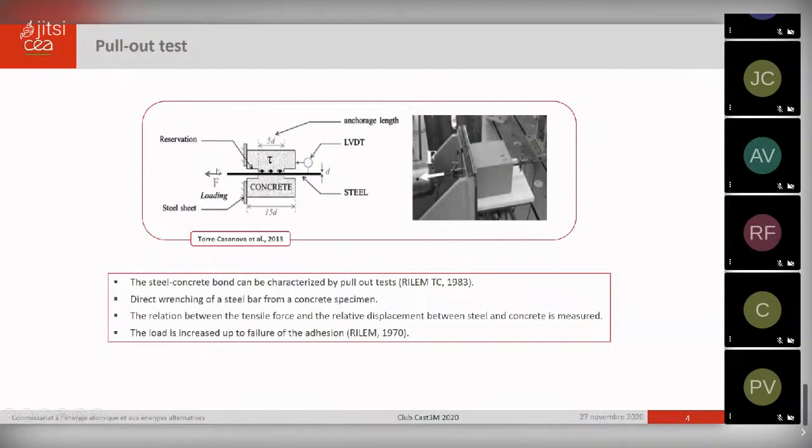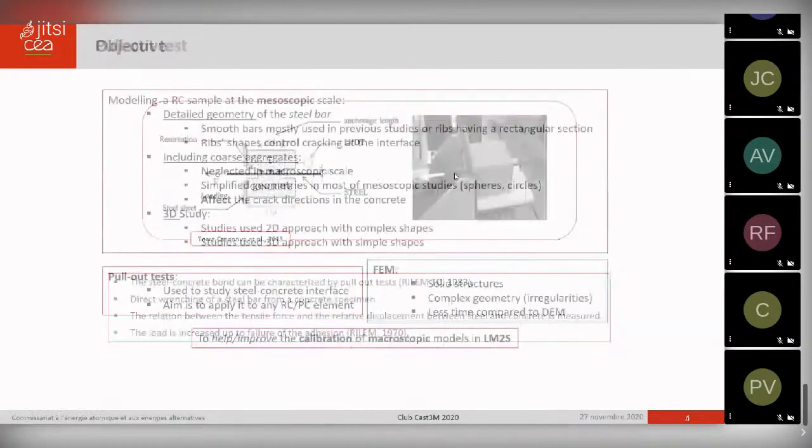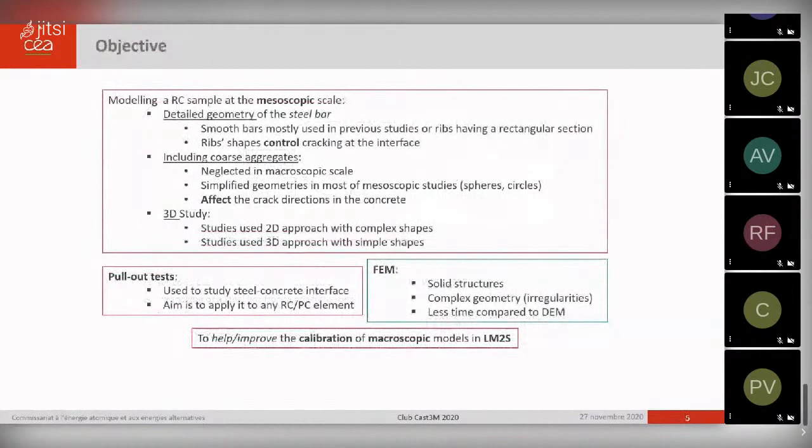The relation between the applied force and the free-end displacement is plotted and measured, and it's considered the macroscopic behavior of the specimen. The objective of my thesis is to model RC samples at the mesoscopic scale, then run pull-out test simulations on these samples in order to eventually improve the calibration of the macroscopic models in LMDS. The mesoscopic scale, which I'm modeling, takes into consideration a detailed geometry of the steel bar. Previously, smooth bars were used, or the ribs had rectangular sections.